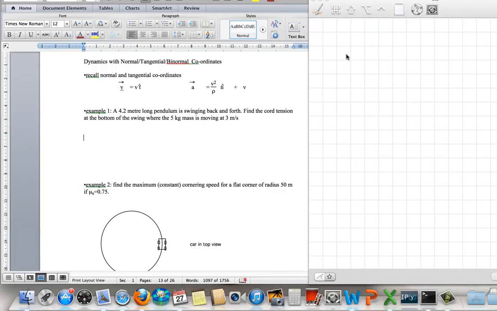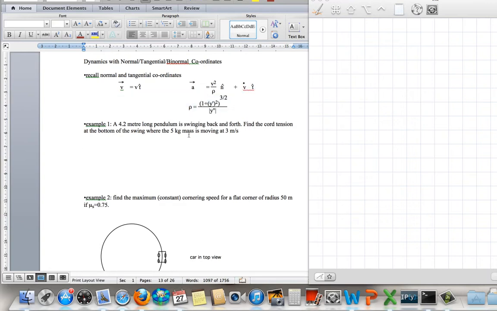Okay, so more two-dimensional dynamics. We're going to work in normal, tangential, binormal coordinates, and recall that the acceleration is given by v squared over rho inwards, where rho is the radius of curvature, and by v dot tangentially. The velocity is purely tangential.